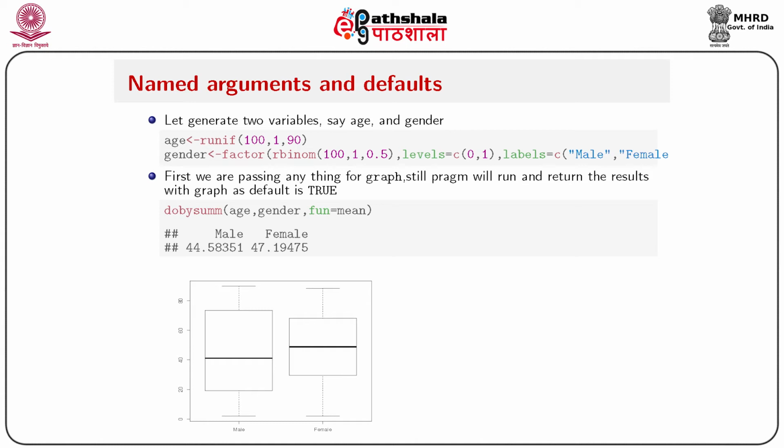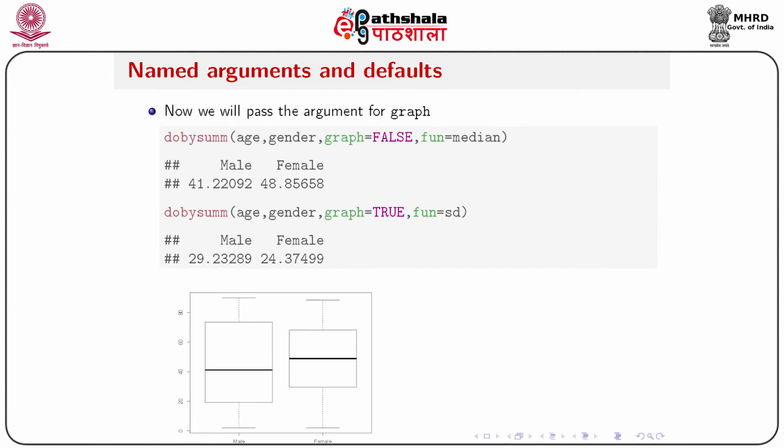For example, doBy sum age comma gender comma function equals mean. Suppose you want to generate the mean, but I'm not passing the argument whether it is TRUE or FALSE, it will automatically generate the box plot that was defined in the function itself. But if you don't want the box plot, you can just mention graph equals FALSE. But if you don't give anything for the graph argument, it will automatically generate the box plot.